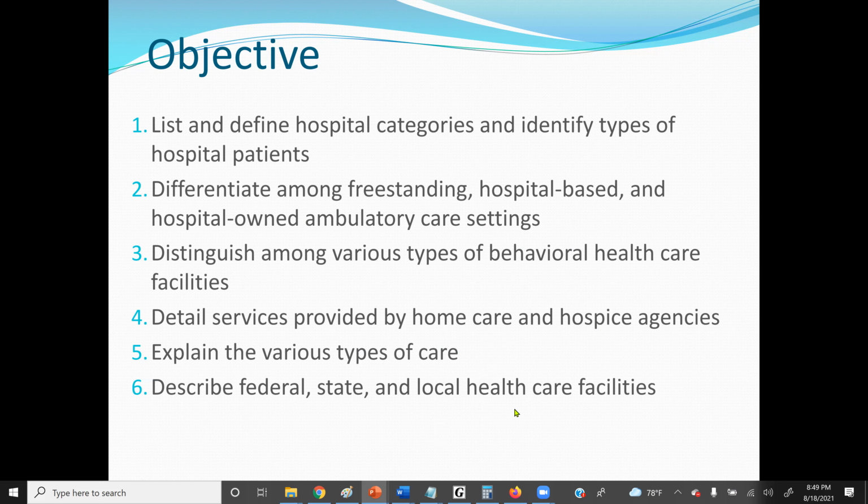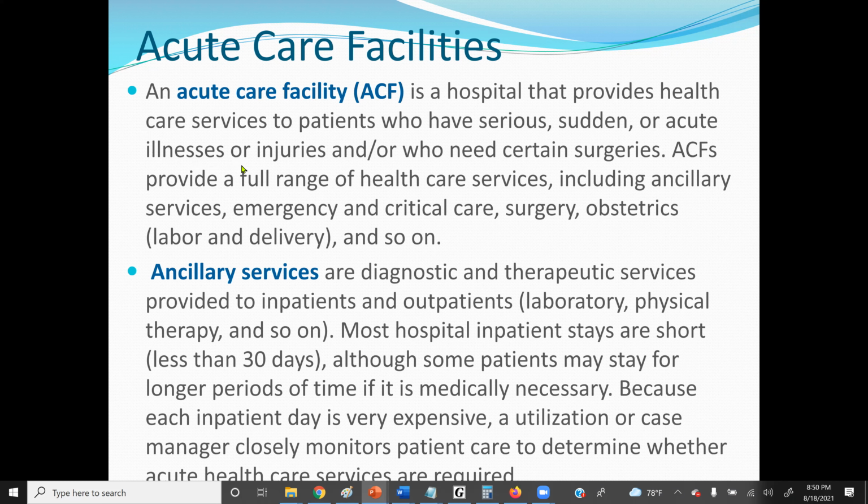Here we said acute care facilities are hospitals that provide healthcare services to patients who have serious, sudden, or acute illnesses or injuries, and or who need certain surgeries. So ACFs provide a full range of healthcare services, including ancillary services, emergency, critical care, surgery, labor and delivery, and so on.